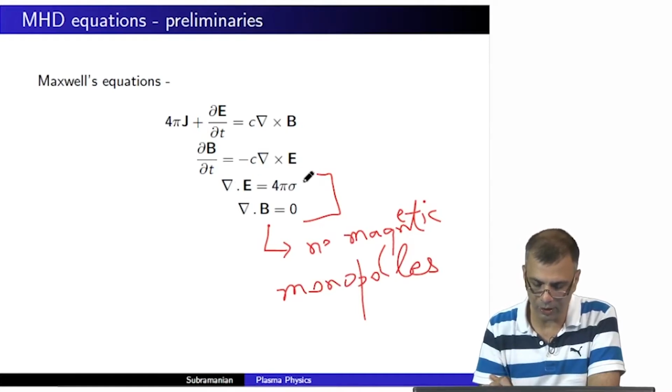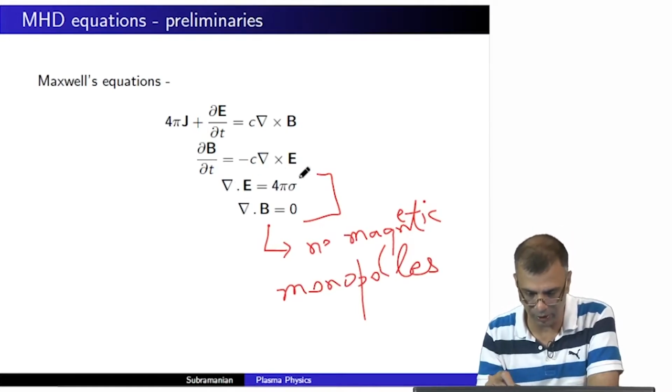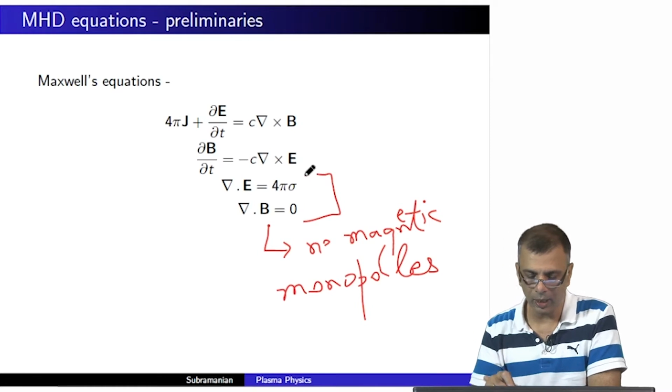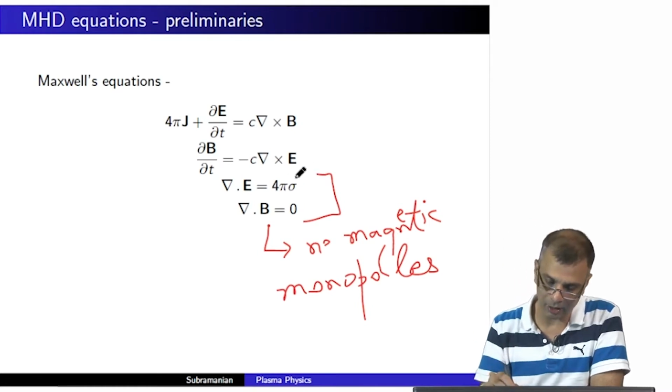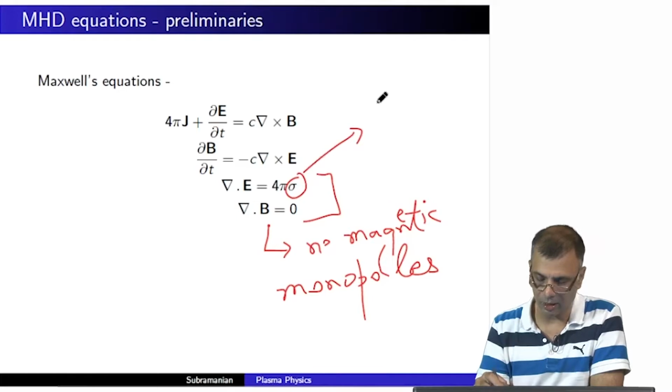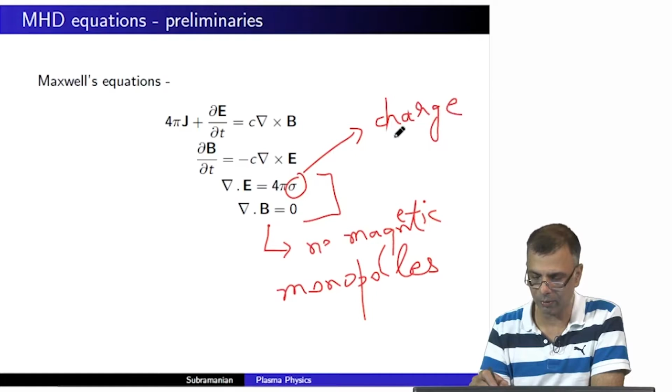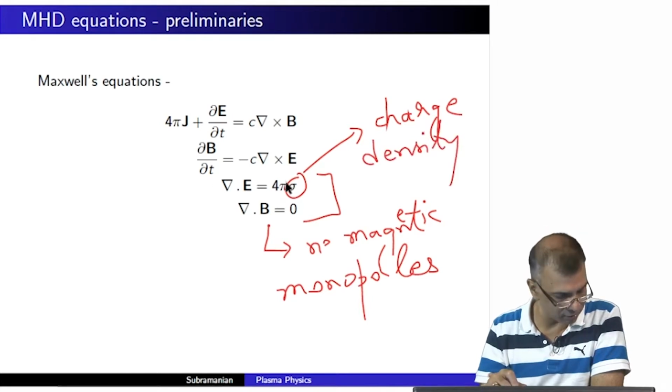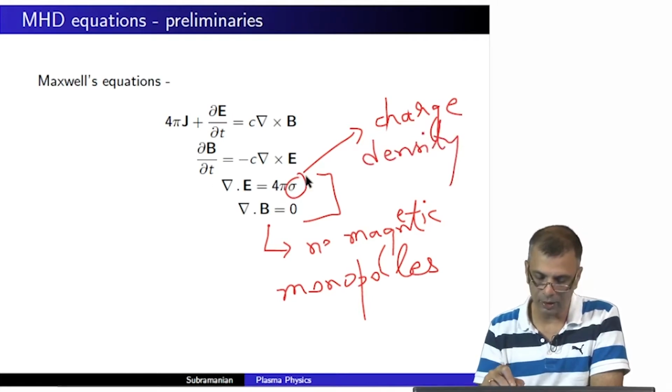This is essentially establishing the relation between the electric field and charges. Here sigma is not conductivity, sigma is charge density. I beg your pardon for the change in notation, but normally we will use sigma for conductivity, but in this particular equation it is charge density. So, this is telling you how the electric field is related to charges, right.